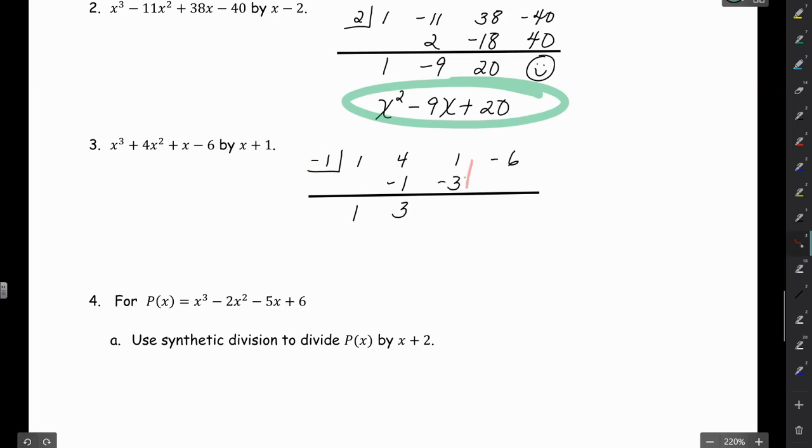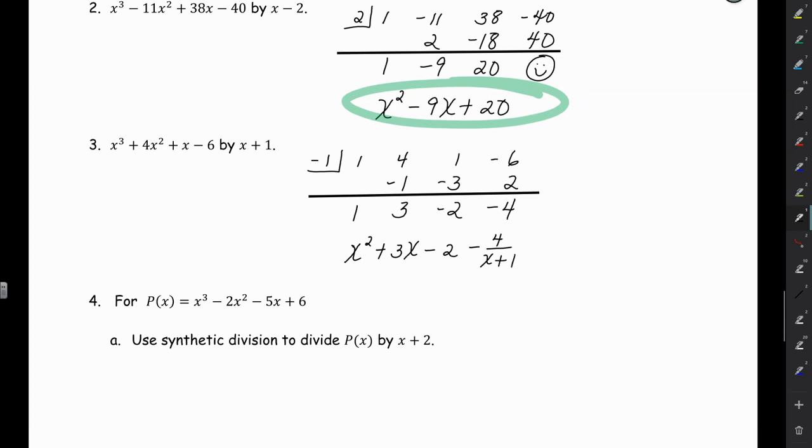Add these two guys together. I get negative 2. Negative 2 times negative 1 gives me 2. It goes there. And I get a remainder of negative 4 because negative 6 plus 2 is negative 4. We started with a cubic polynomial, so we're reducing it by 1, so it becomes 1x squared plus 3x minus 2 with the remainder of negative 4 over x plus 1.